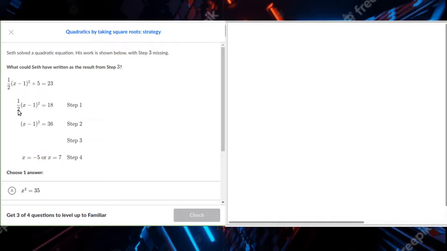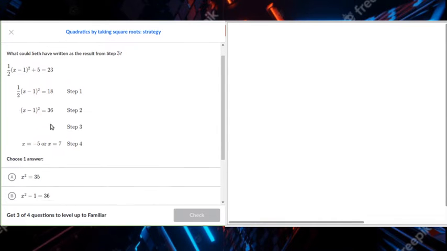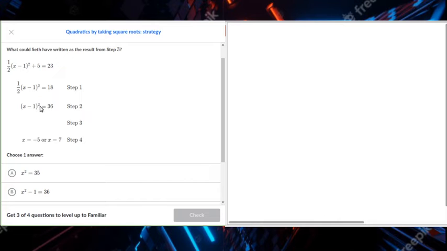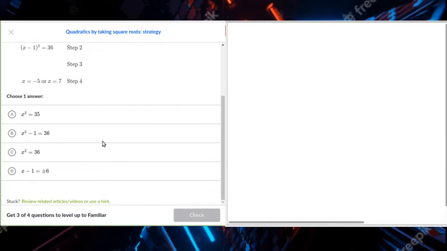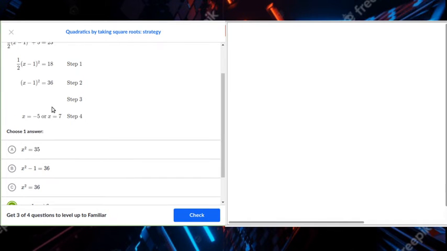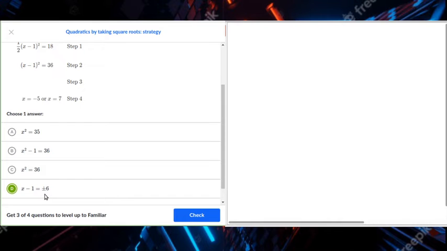And then he multiplies by 2 on both sides, so 1/2 times 2 is 1, and 18 times 2 is 36. And what's he going to do next? He's going to get rid of this square, so he's going to take the square root, and he'll have x minus 1 is equal to positive or negative 6. So that's what we're going to do next. And then if x minus 1 is 6, then x is equal to 7. If x minus 1 is negative 6, then x is equal to negative 5.